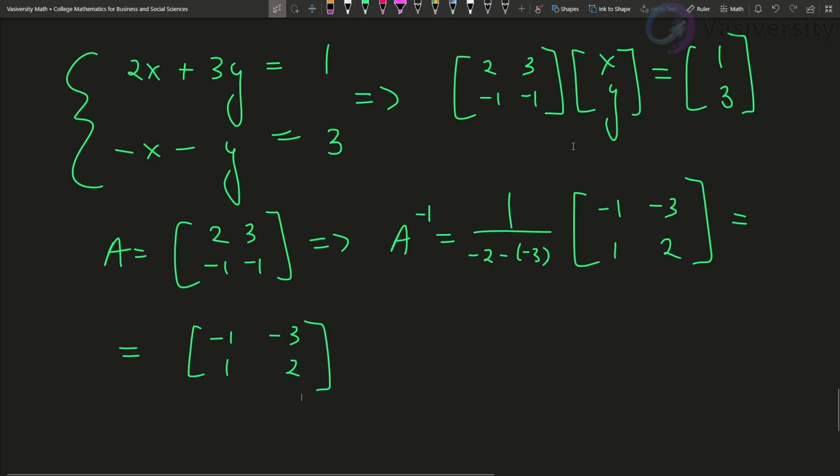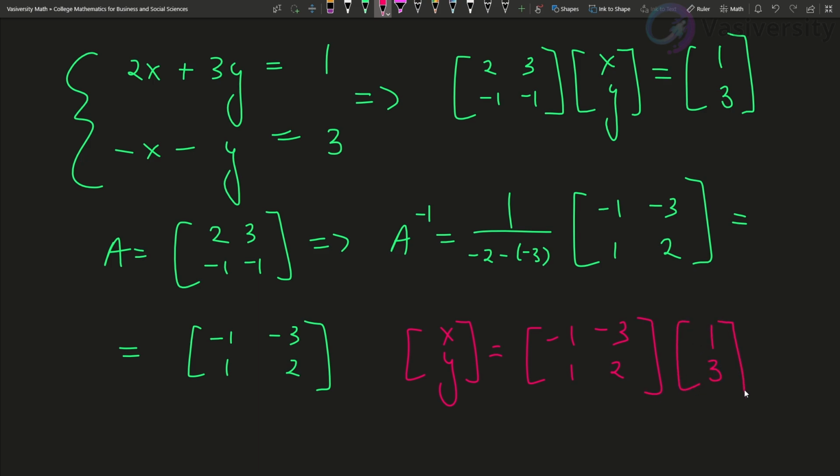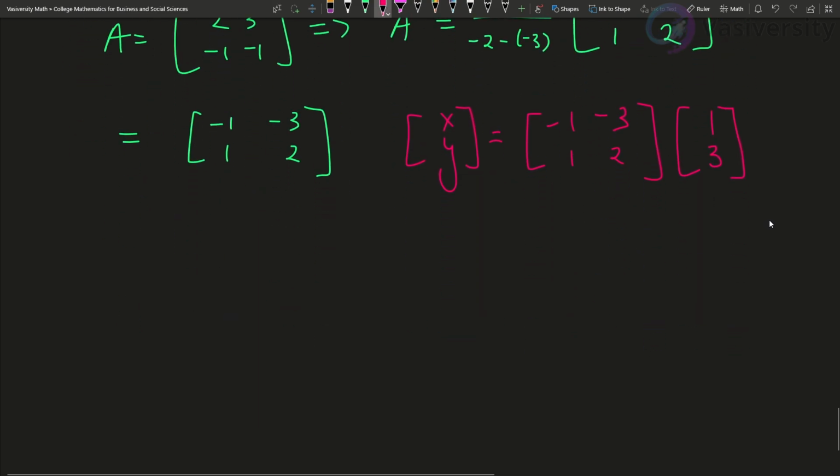Okay, and so we have to rewrite our equation. That means our x, y is equal to the inverse, which is negative 1, negative 3, 1, 2, times 1, 3. So if we multiply that, this is a simple multiplication here. We're going to have negative 1 times 1, negative 1. Negative 3 times 3, that's minus 9. And then the second one is 1 times 1, that's 1, plus 6. So our x should be negative 10, our y should be 7.